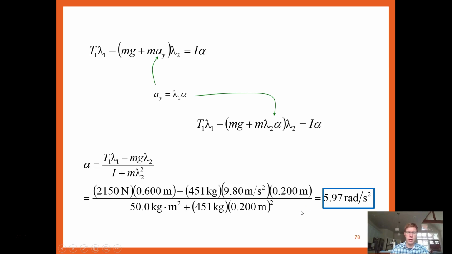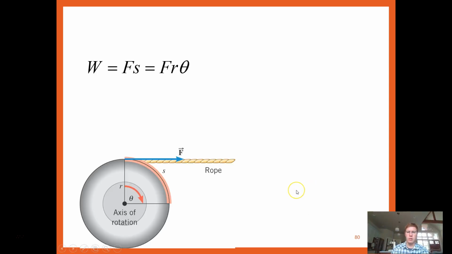So if I went a little quick, I'm sorry, but go ahead and rewatch the video and double check the math, but this should work out and you should get 5.97 radians per second squared, and it's positive because the motor wins and rotates the system counterclockwise.